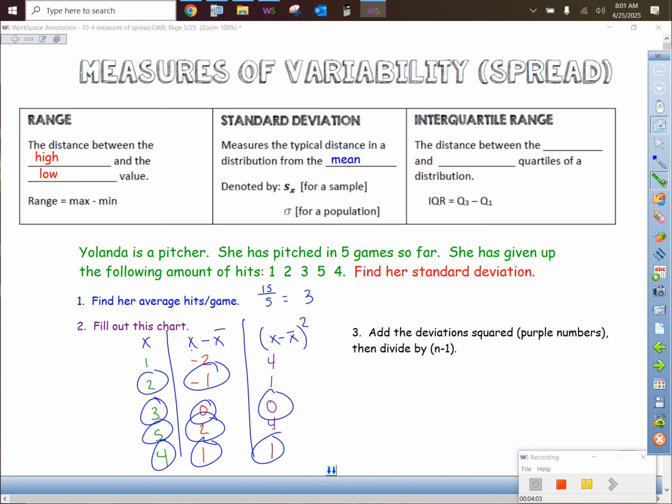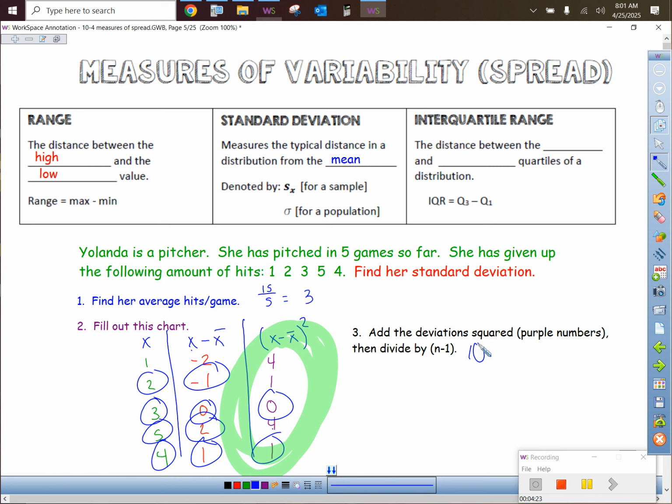Hey, could you do me a favor? Could we add those up? I'll read them to you since it's all a mess right here. 4 plus 1 plus 0, which you probably don't have to type in, plus 4 plus 1. If we add up all these deviations squared, that's what those purple numbers are, how much did you get? 10, right? And then you would have to do this.